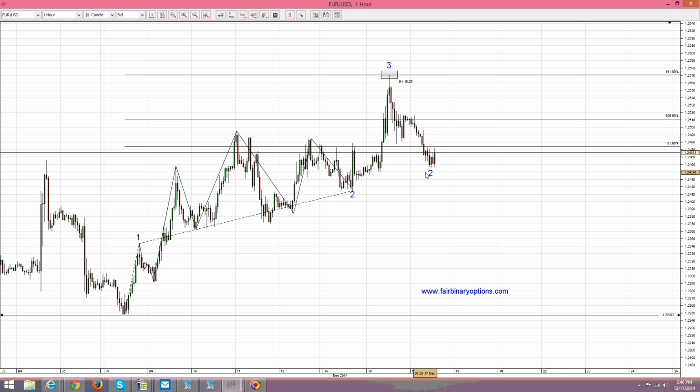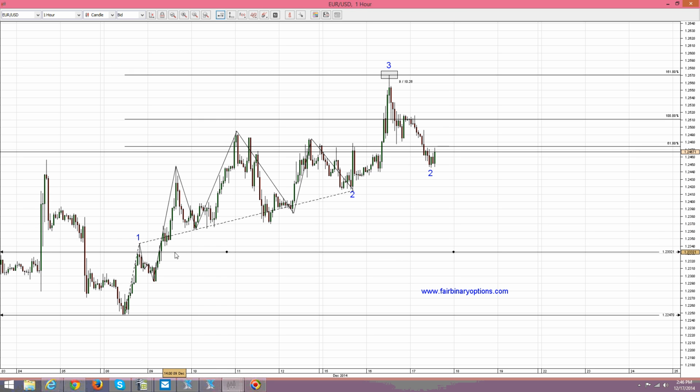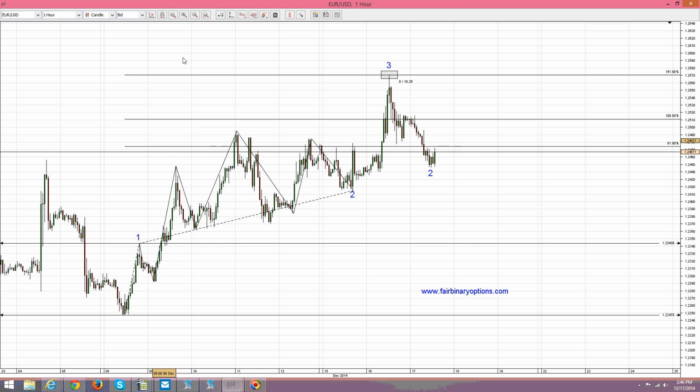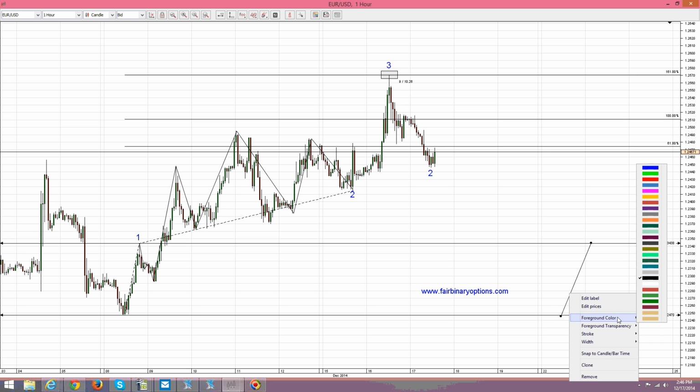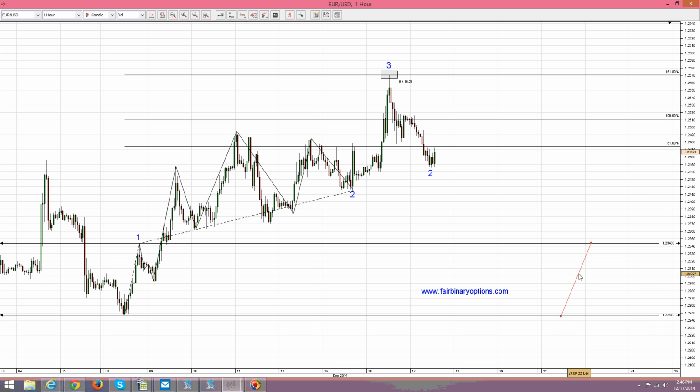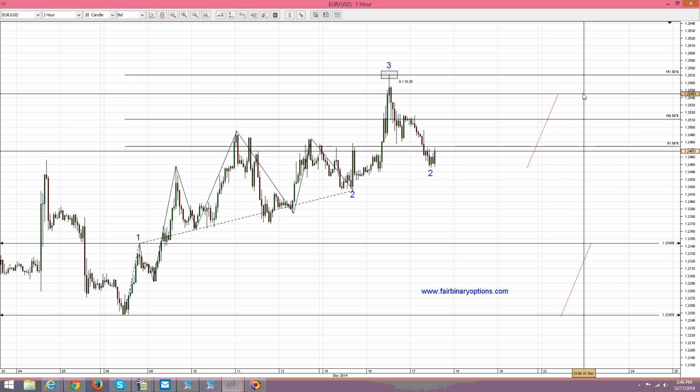But if this is the fourth wave, then the fifth to come cannot be longer than the first wave anyways. So all we have to do is to measure the length of the first wave here, let's make it of a different color, and then to project it on the upside in here, and that should be the maximum value that the market should go. That means 125.45 would be the maximum value that the market should go.